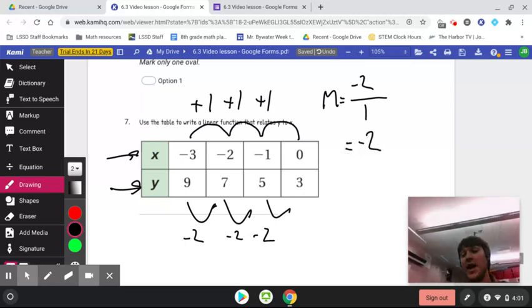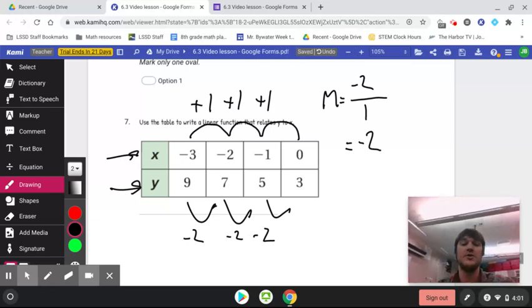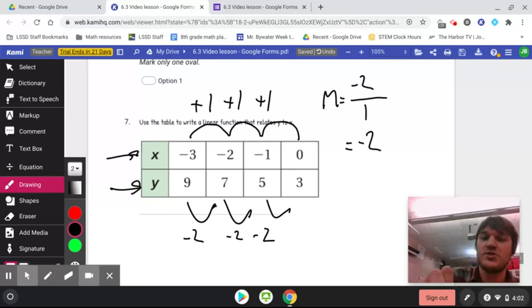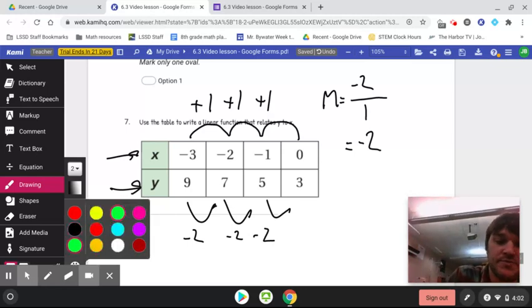So there's my m. My y-intercept, well, a sneaky little trick here that's going to make sense in the next picture that I show you. The y-intercept always occurs when x is 0. So right here, I can see that x is 0, and the y value is 3. So I know that my y-intercept is just 3.